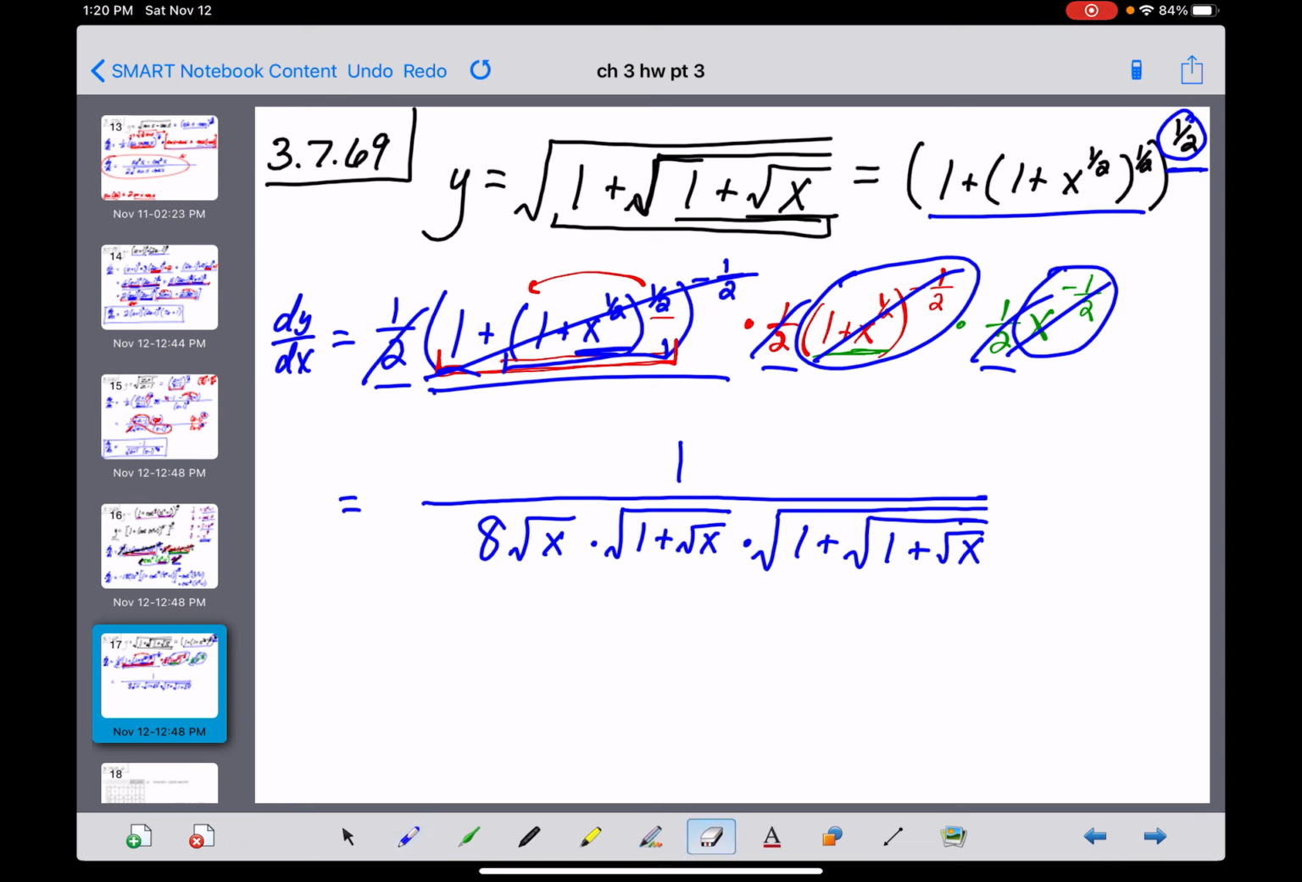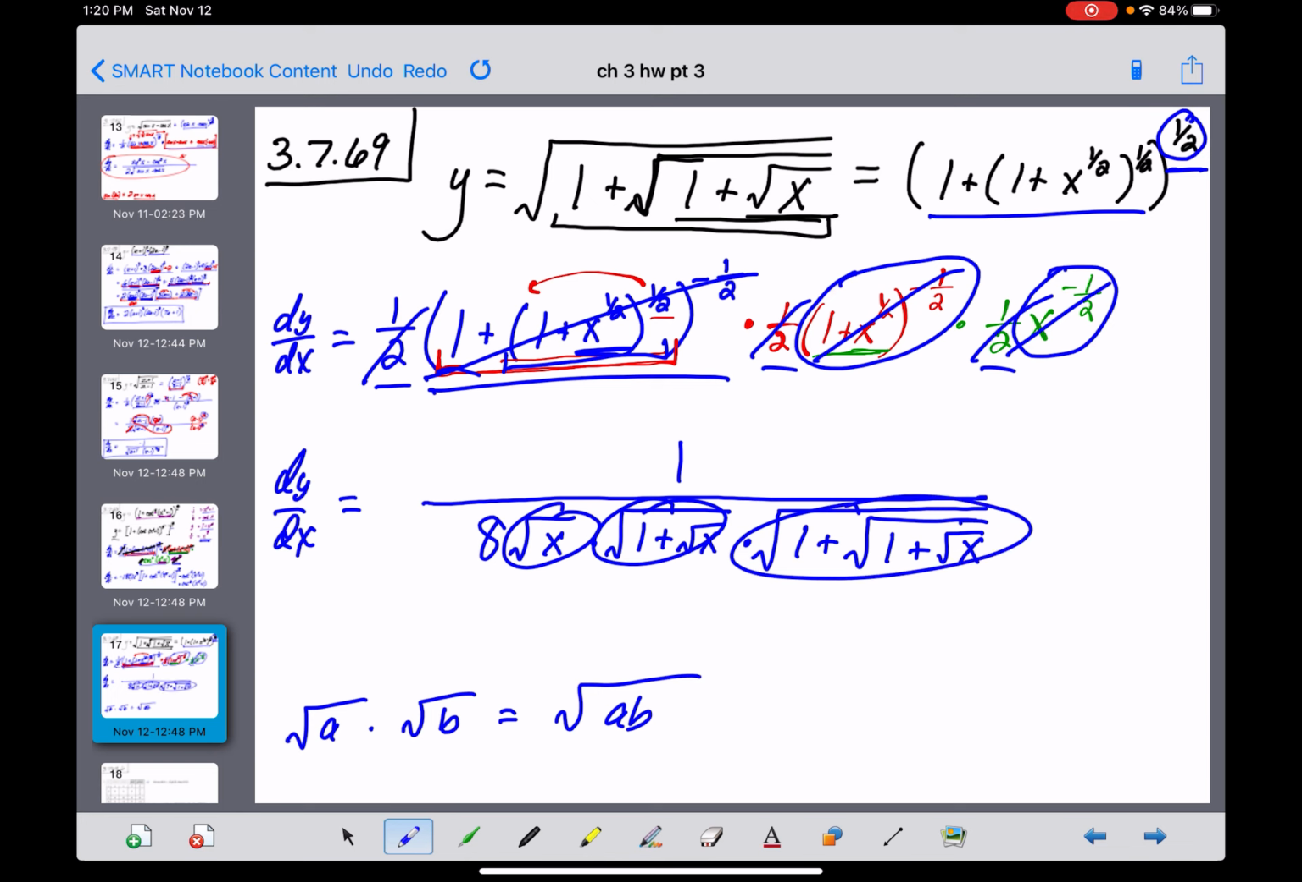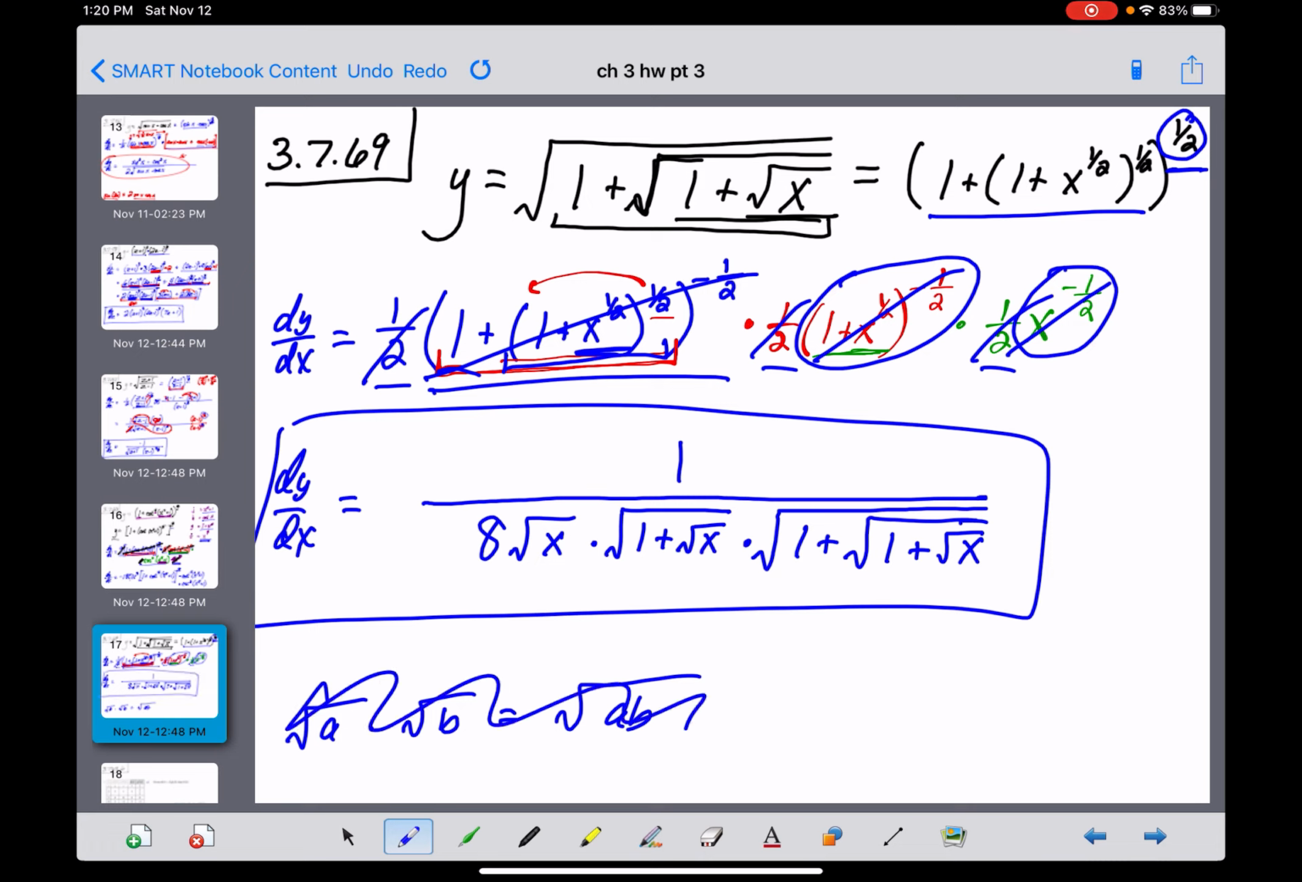So I think at this point, guys, that is really, really ugly, but we are done. And I think that's our derivative now. dy dx is equal to that. It would be possible, using the property that says the square root of a times the square root of b is equal to the square root of ab, to start combining all of these radicals, but boy, it would be so messy, and I don't think that's worth it at all. So I'm pretty comfortable with that answer here for problem number 69, the way that we have it written right there. So box that up, and I think we're good to go.